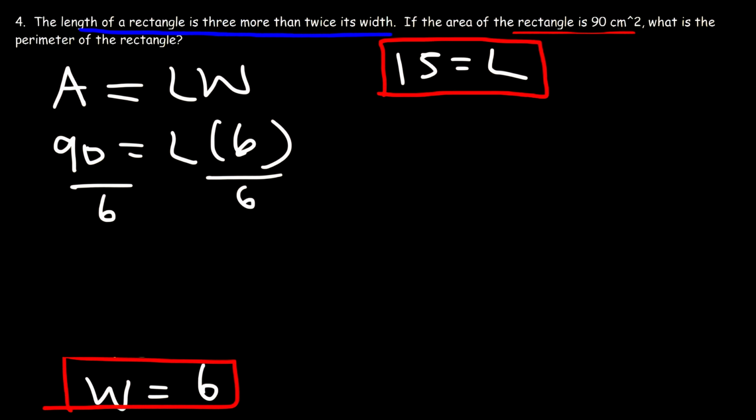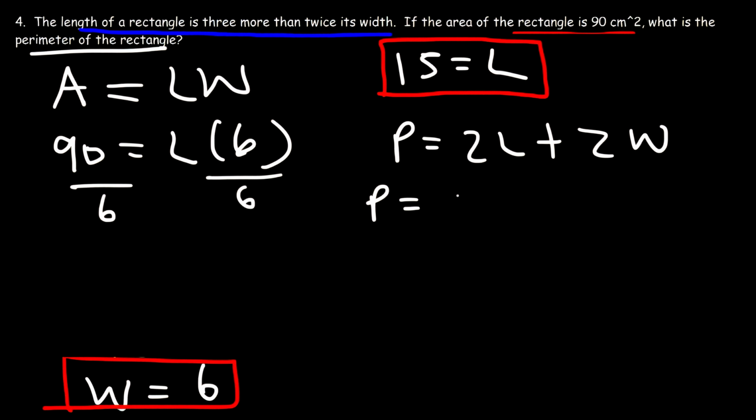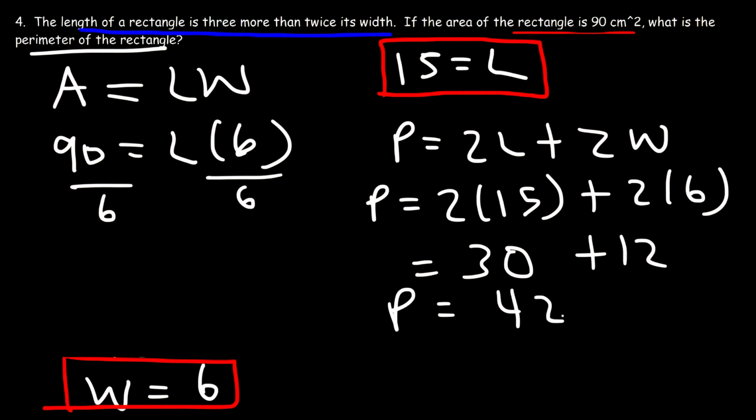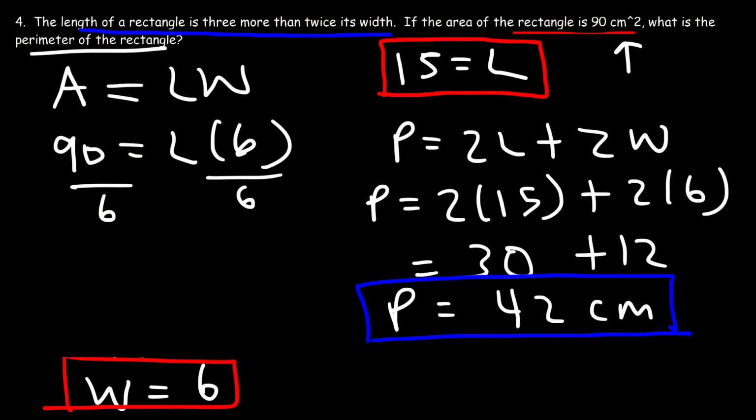So now that we have the length and the width of the rectangle, we can calculate the perimeter using this formula. It's going to be 2L plus 2W. So it's 2 times 15 plus 2 times 6. And so that's going to be 30 plus 12. And so we're going to get 42. And since the area was in square centimeters, the perimeter is just going to be centimeters. And so that's going to be the final answer of this problem. So that is the perimeter of this rectangle.